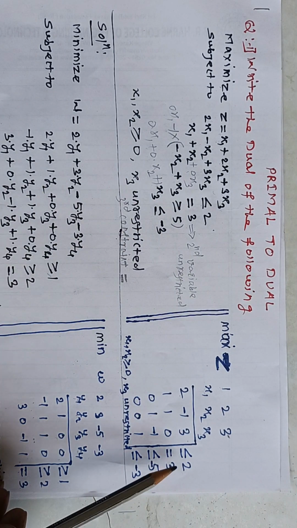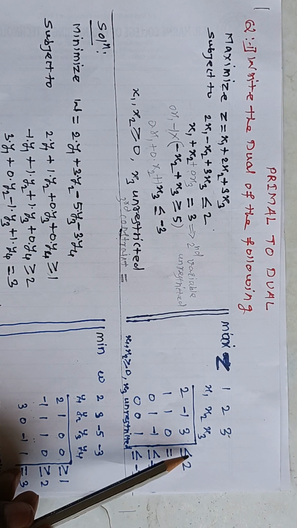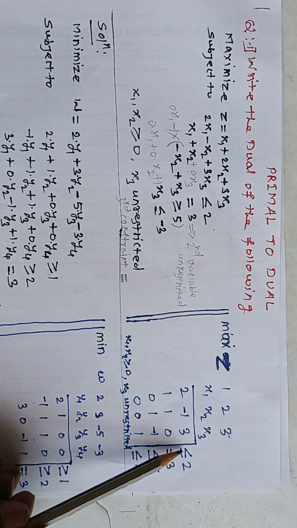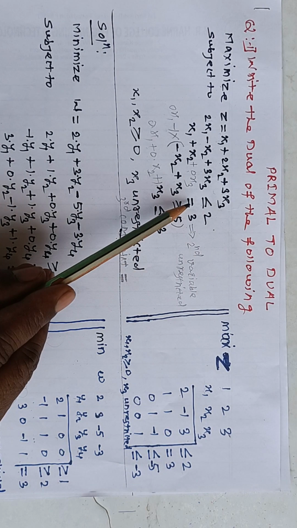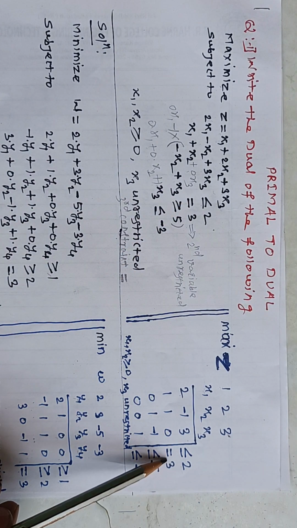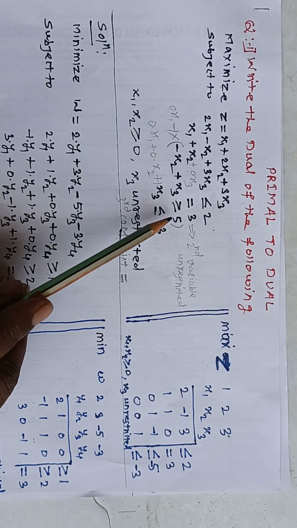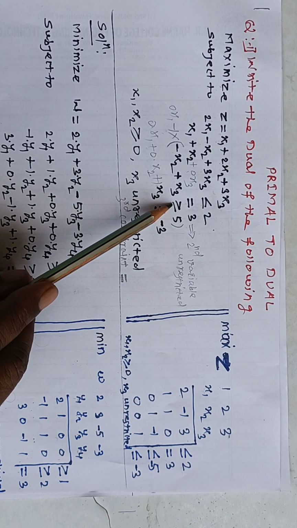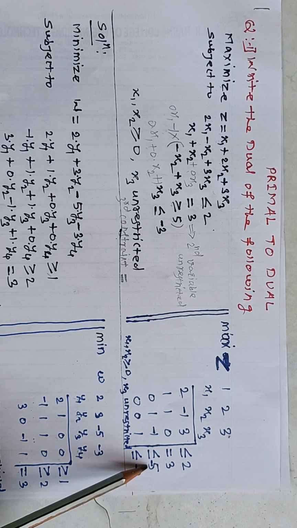And now the inequalities. This is a maximization type, so which inequality is required? Less than or equal to 2, keeping this as it is. This is equal to, keeping this as it is. We are changing this inequality to less than or equal to by multiplying by -1. So this can be written as less than or equal to, and the sign of 5 will change, that becomes -5.